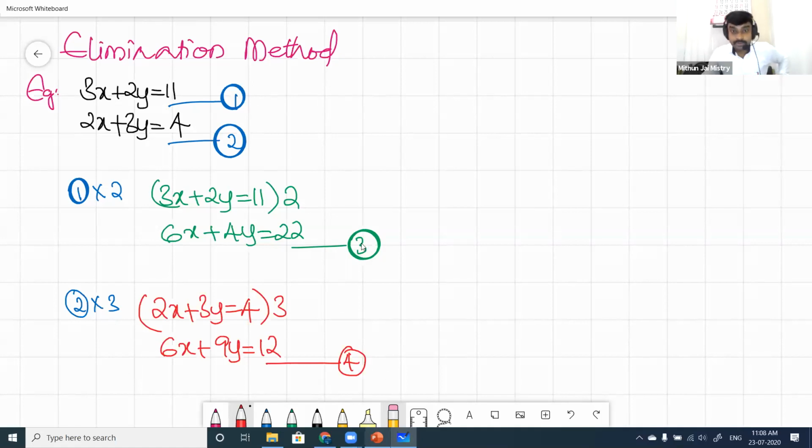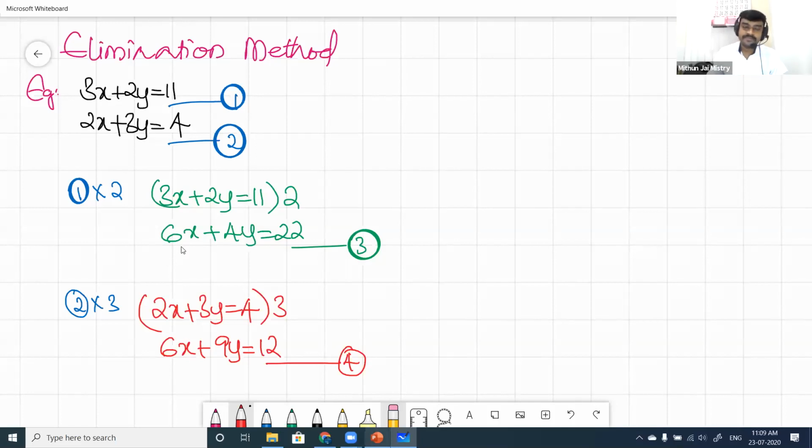Now when you observe 3 and 4, children, they have x terms with the same coefficient. In equation 3, the coefficient of x is 6. In equation 4 also the coefficient of x is 6. That's why we have multiplied, right? Now, the first thing: if you want to eliminate x, make their coefficients equal. That we have done. So that is our first thing, making the coefficients equal.